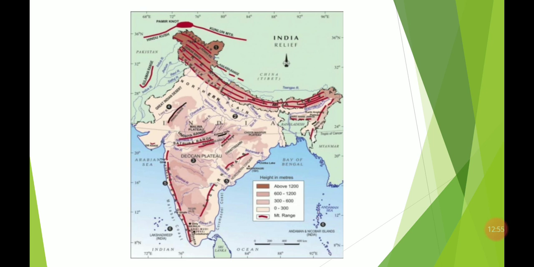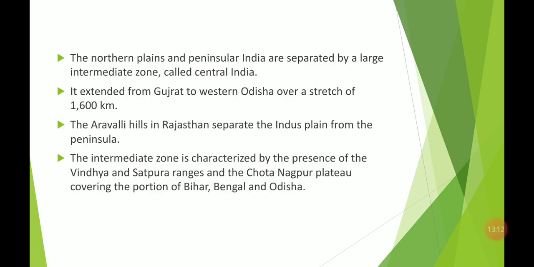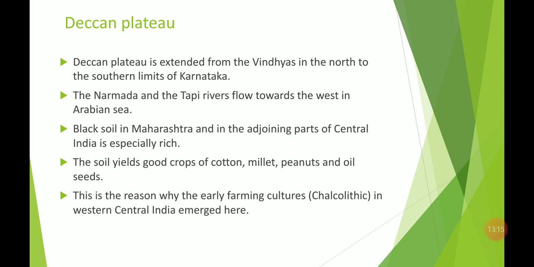So these Deccan areas that you can see in the map are near about Maharashtra, Andhra Pradesh and the rest of the areas that you are seeing. The lighter dark brown part is the Deccan area. Let us go with what is given here. The Deccan Plateau extends from the Vindhyas in the north to the southern limits of Karnataka. So this area shows the Deccan Plateau area.